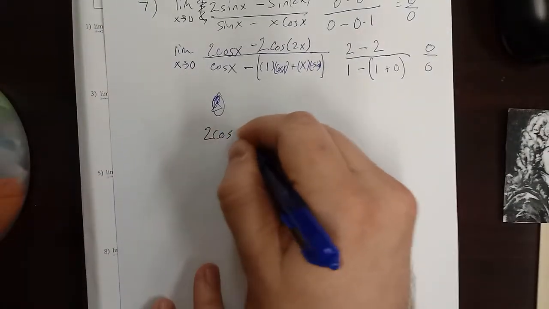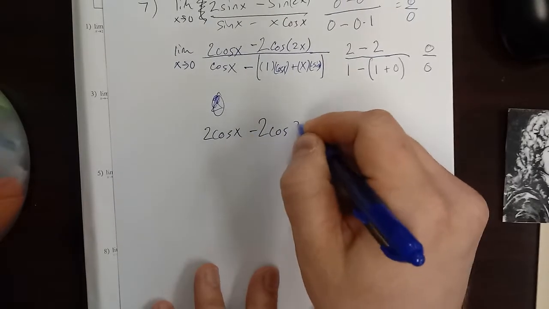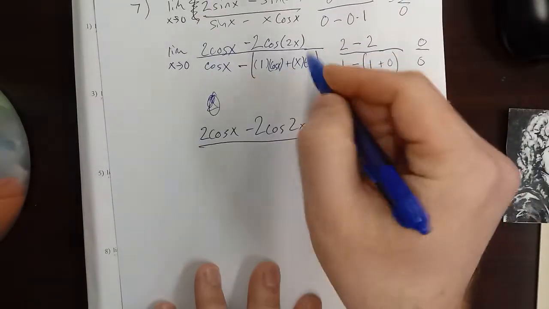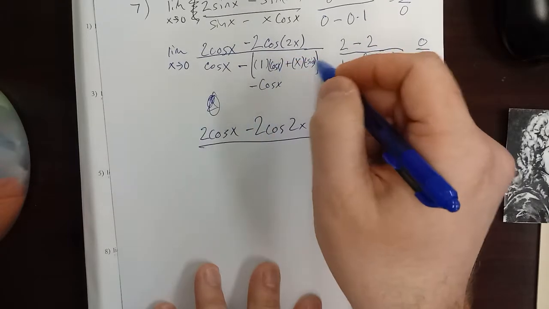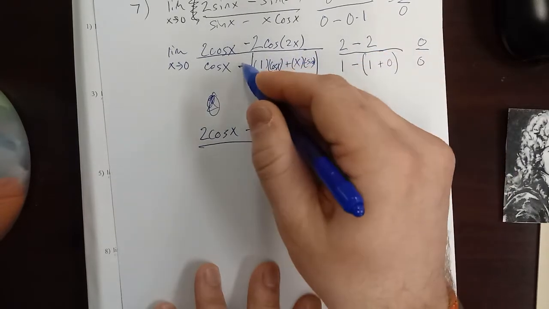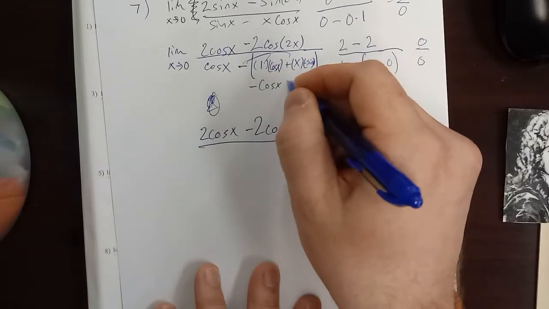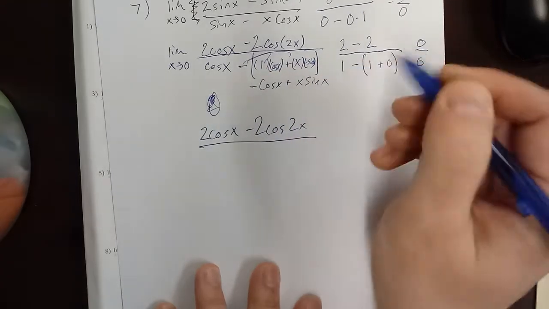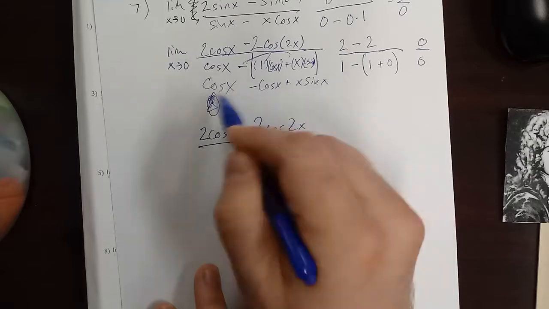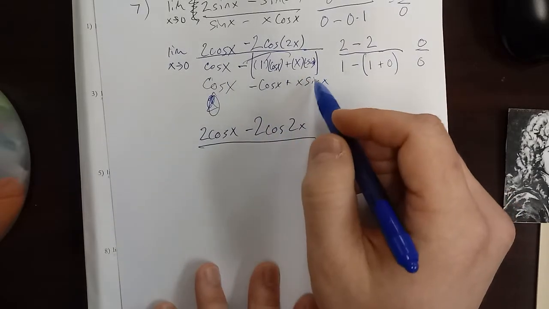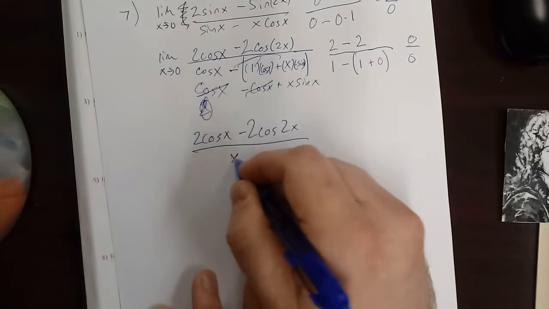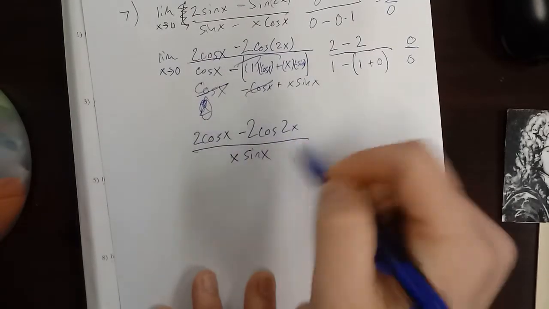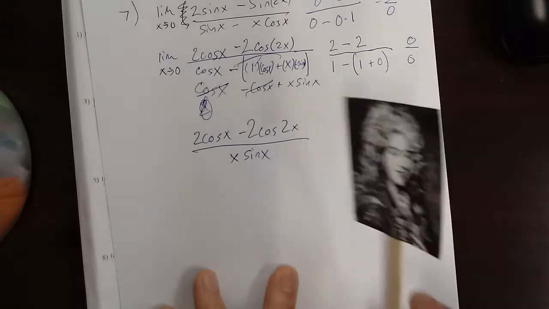Let's see, 2 cosine x minus 2 cosine 2x. Down here, if I distribute the negative, I get minus cosine x, because that 1 cosine is fine. This is a negative x sine x, right? So when I distribute the negative to it, it's going to be plus x sine x. Wait, hold up. So this is cosine x minus cosine x plus x sine x. Oh, that's way better than I thought it was. Those cancel. This is just x sine x. And sure enough, we'll still get 0 over 0.